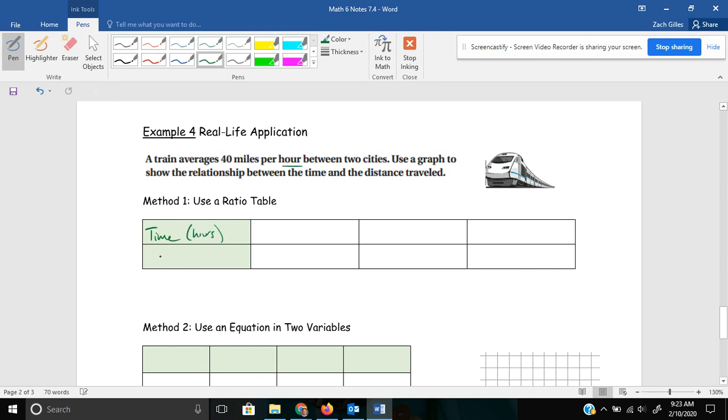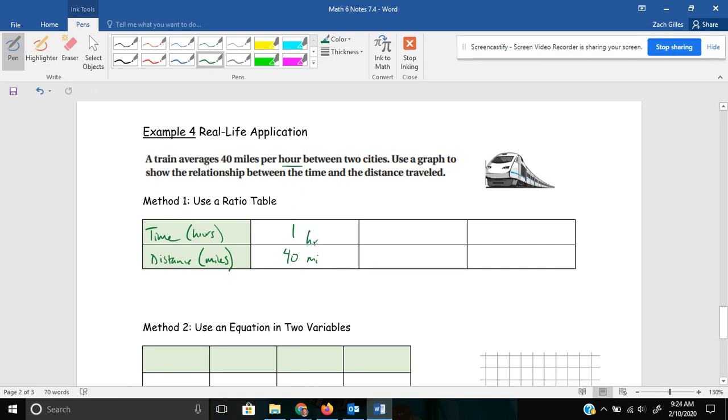And we're also talking about distance, and that's in miles. And we know that it averages 40 miles per hour. So in 1 hour, how far has the train gone? Oh, 40 miles. Okay. 1 hour, the train has gone 40 miles.